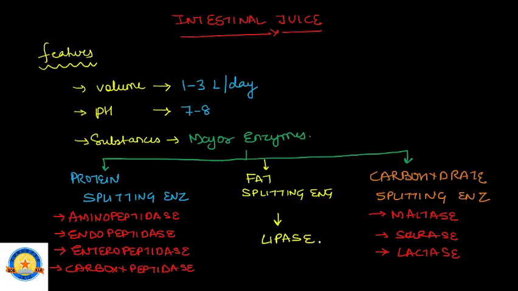So small intestinal secretion, what is the volume? 1 to 3 liters. What is the pH? 7 to 8. What are the substances? Mainly major enzymes: protein splitting, fat splitting, carbohydrate splitting. Protein splitting ones are all peptidases: aminopeptidase, enteropeptidase, carboxypeptidase, and endopeptidase. Fat splitting, lipase. Carbohydrate splitting: maltase, sucrase, and lactase. Is it clear? Can we move on to the next topic?